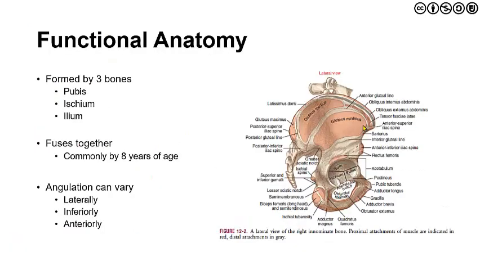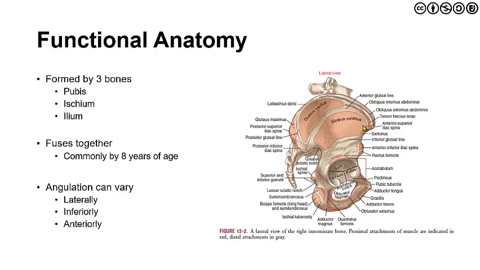Now, from a functional anatomy standpoint, we have a few things that we need to appreciate. One, we've already talked about this fusion of the pubis, ischium, and ilium to form the acetabulum, right? That typically happens around 8 years of age, so early adolescence, before puberty.